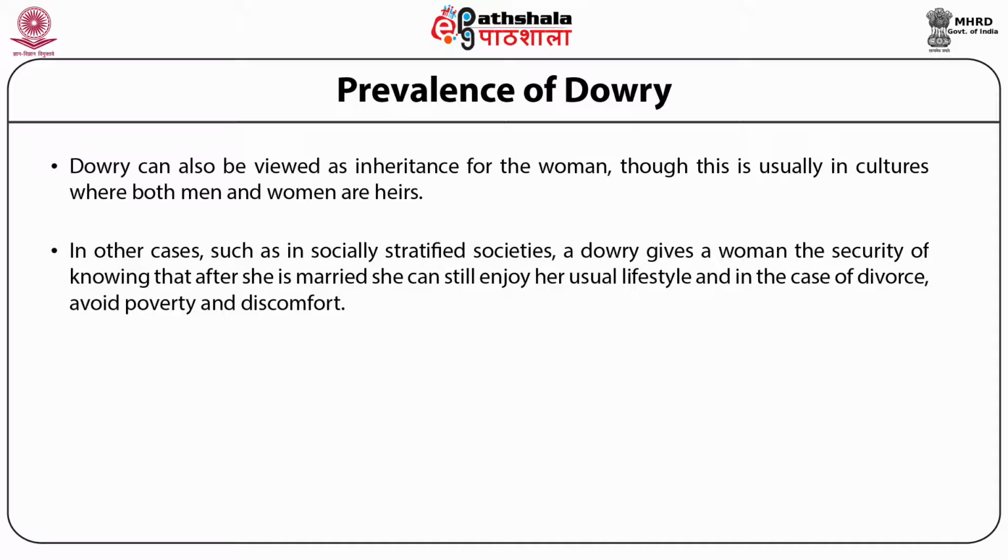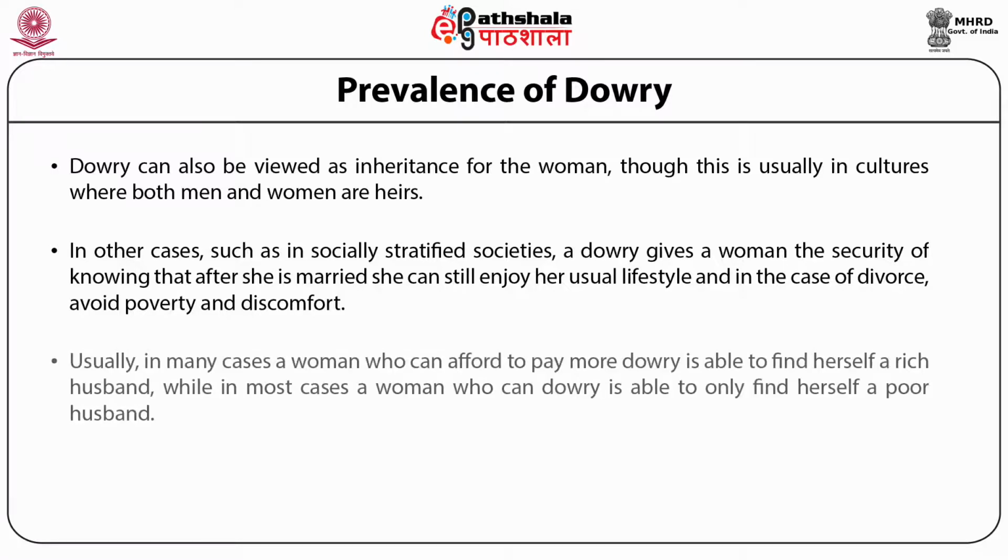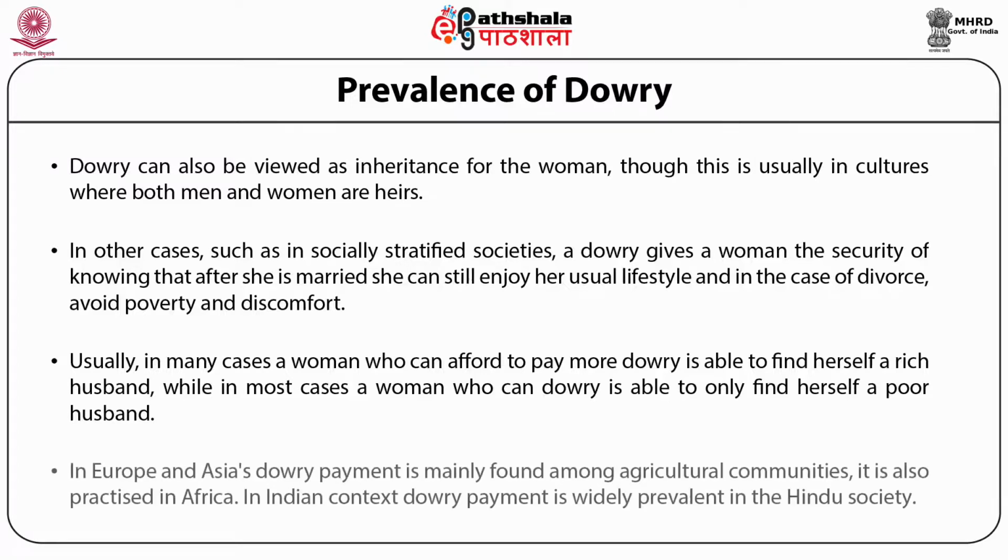If the husband and wife are divorced, the wife is able to get back the dowry that her parents had given. In many cases, a woman who can afford to pay more dowry is able to find herself a rich husband, while a woman who can pay less dowry will find a poorer husband. In Europe and Asia, dowry payment is mainly found among agricultural communities. It is also practiced in Africa. In the Indian context, dowry payment is widely prevalent in Hindu society.